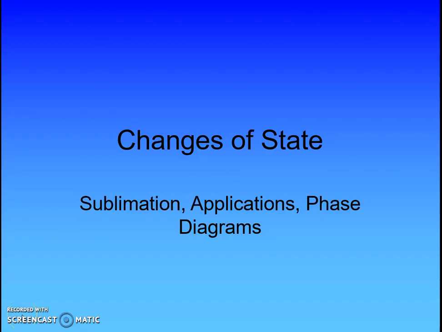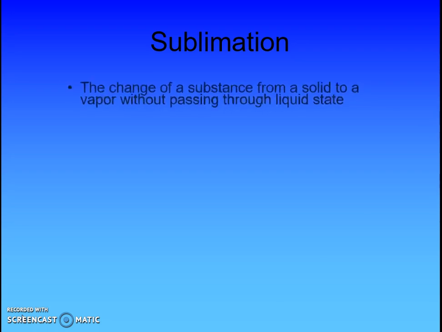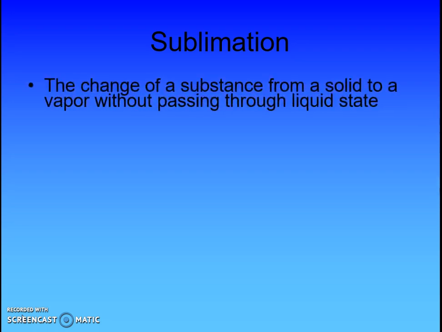In this video, we take a look at changes of state, the sublimation process, applications of it, and phase diagrams. So sublimation is when a substance goes directly from the solid state to the vapor state. It doesn't become a liquid. As it changes, it goes directly to it.